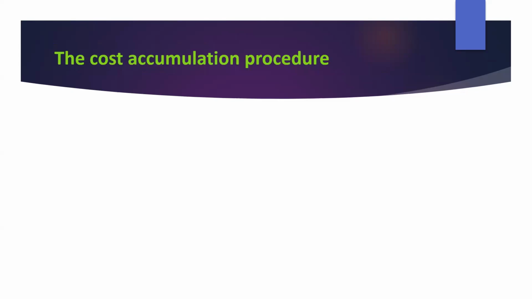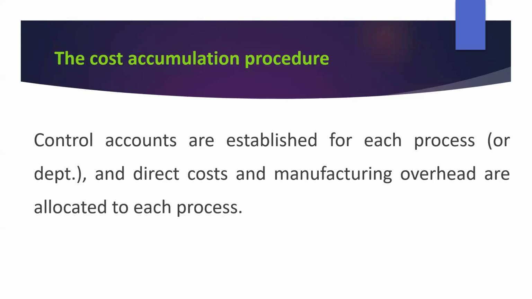Now let's see the cost accumulation procedure. Control accounts are established for each process or each department, and direct costs such as direct material, direct labor, direct equipment, direct expenses, and the manufacturing overheads are allocated to each process. So you can see all the direct cost as well as indirect cost is accumulated into the control account.